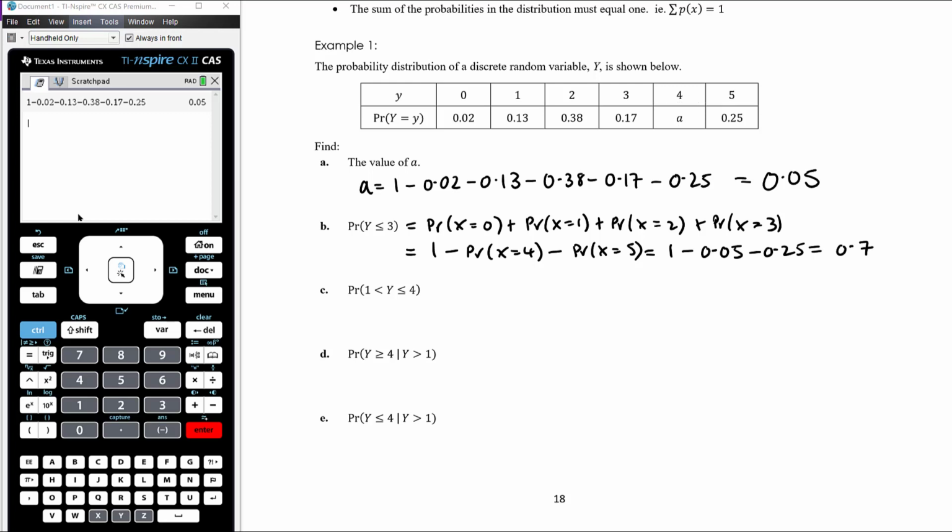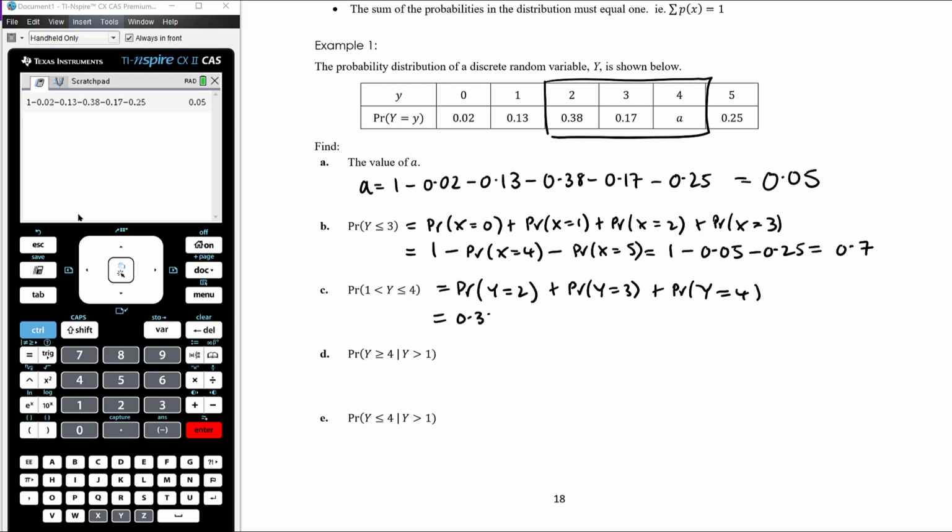Next, the probability that y is bigger than 1 and less than or equal to 4. Bigger than 1 means it's not going to actually equal 1. Less than or equal to 4 means it can equal 4. So this is the probability that y is equal to 2 or 3 or 4. In this case, that's 0.38 plus 0.17 plus 0.05. 0.05 plus 0.17 is 0.22. Adding that to 0.38 is 0.6.